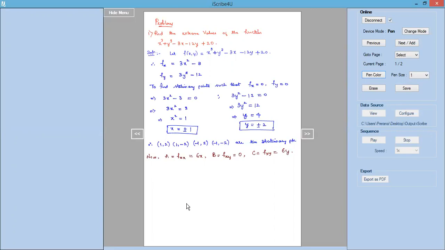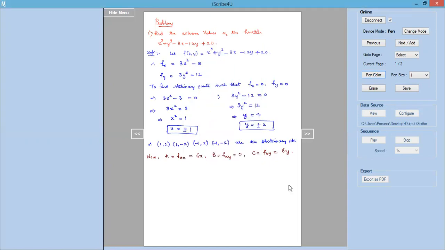Now we form a table. In the table, we will represent each of these stationary points, and we represent A, B, C values, and AC minus B square we are going to evaluate at each of the critical points. And let us check the conclusion as a minimum point or a maximum point. Some of the points might be saddle points as well. So let us form the table now. So I have the critical points as (1, 2).